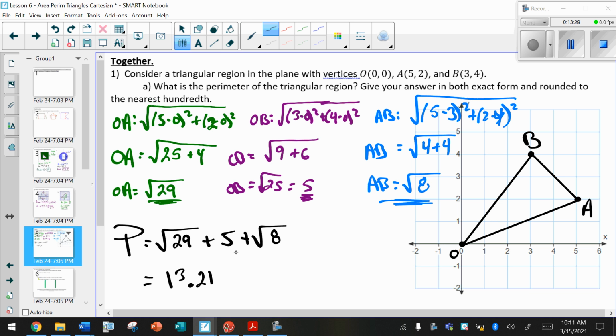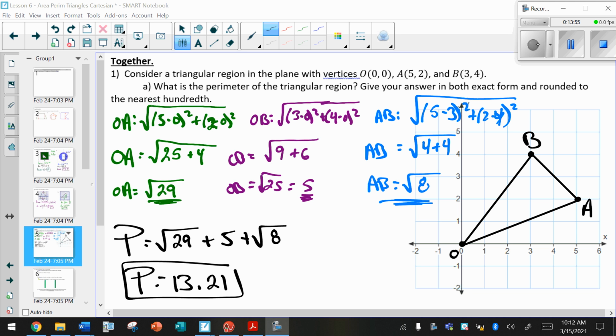units. I'll write that neater, please. So our final perimeter is 13.21. So we use distance formula to find the length of each side, add the 3 sides together, bam, there's your perimeter. Looking on your page, it says part B, now let's find the area.